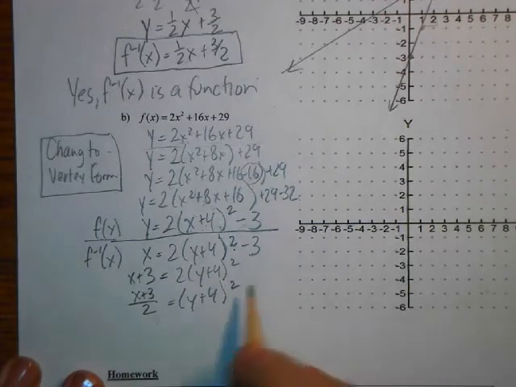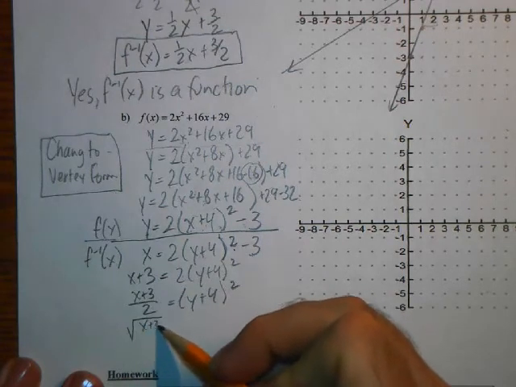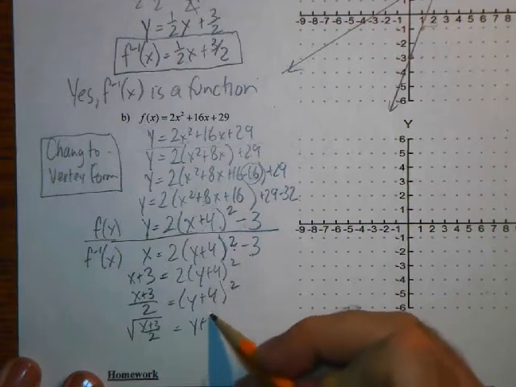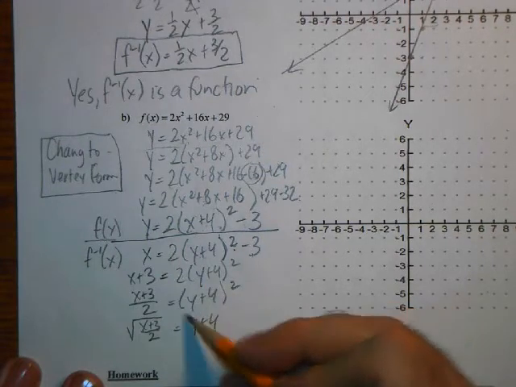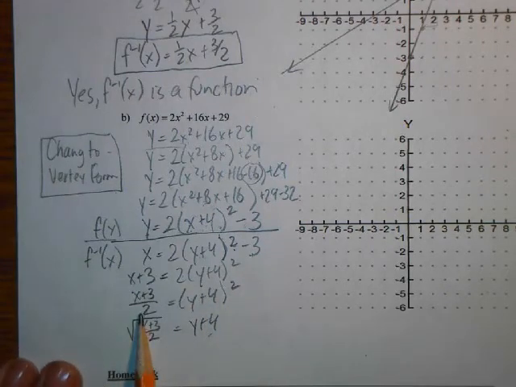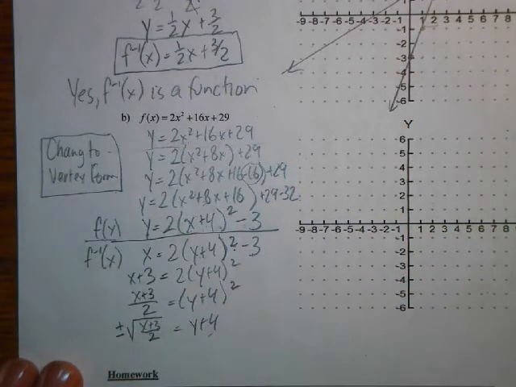And now we're actually going to take the square root of both sides. So the square root of (x plus 3) over 2 is equal to y plus 4. But there's an important thing we have to do here. When I take the square root of that, it just removes the squaring. But when I take the square root of this, you have to remember, for example, if I asked you what the square root of 16 was, the actual answer is plus or minus 4. So over here, I really should be putting a plus or minus.